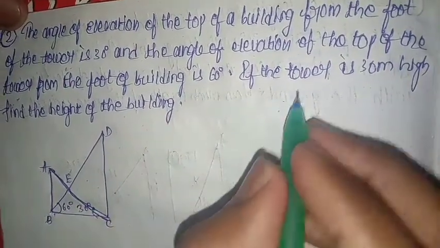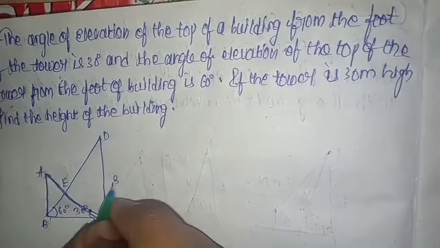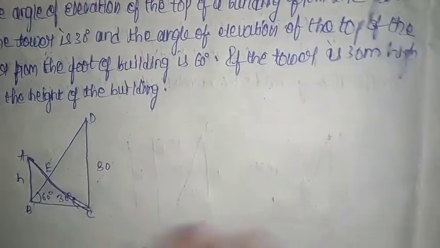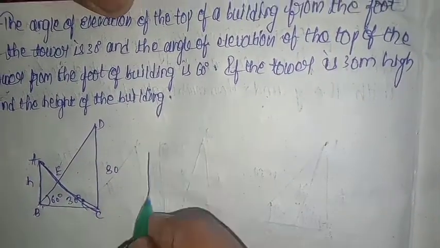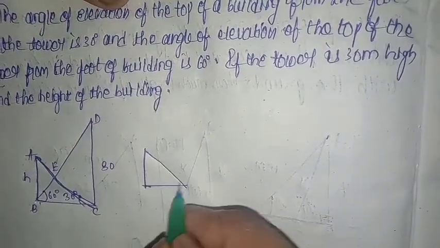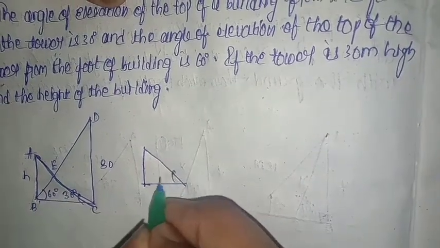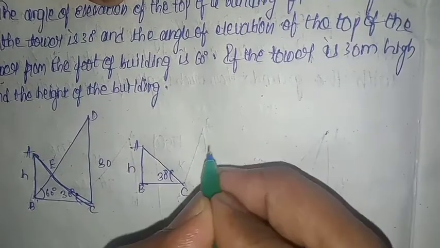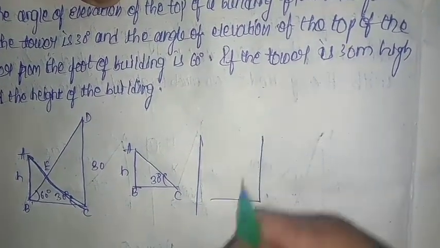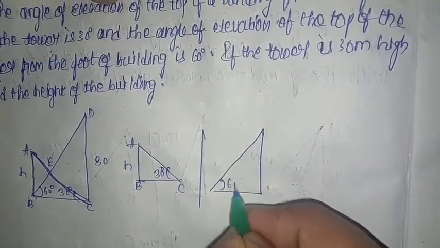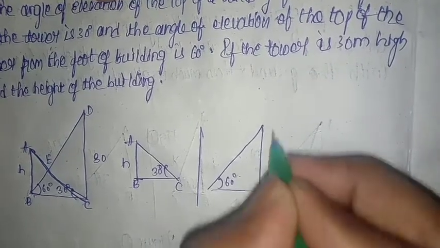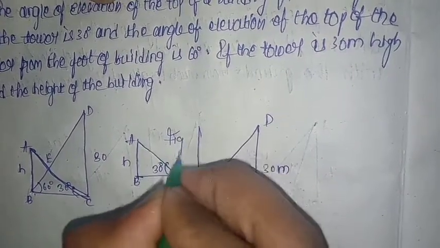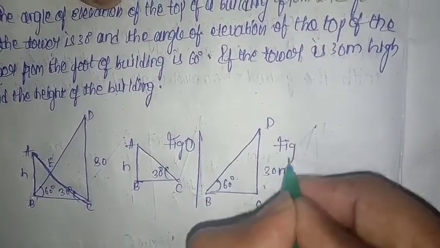So they ask you to find, if the tower is 30 meters height, find the height of the building. So they ask you to find this. First we will separate these triangles. So this side triangle with angle of elevation 30 degrees, A, B, C, height, and the second triangle we will take with angle of elevation 60 degrees, and this will be 30 meters height, and this triangle DCB. So it will be figure 1, it will be figure 2.